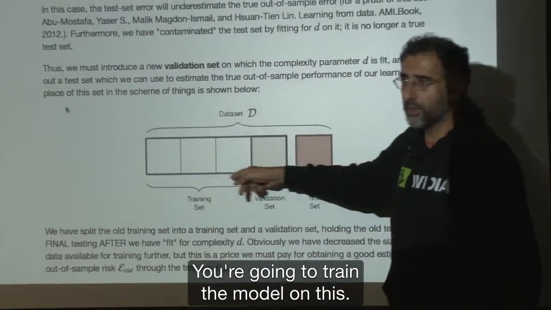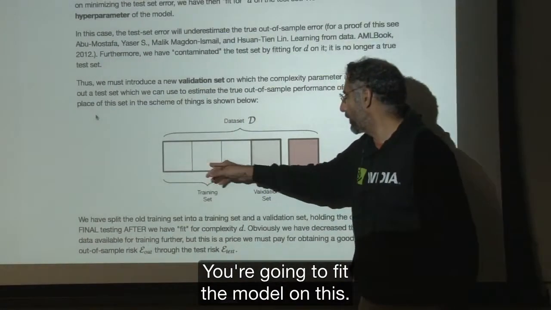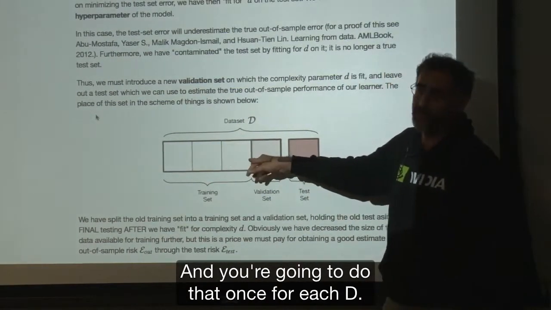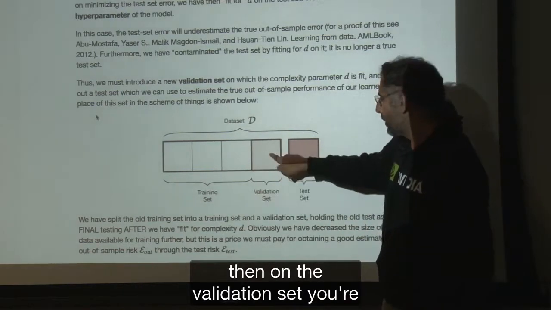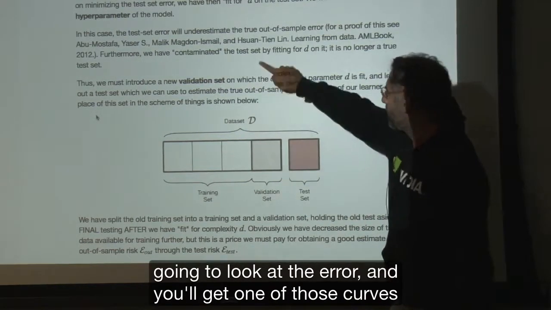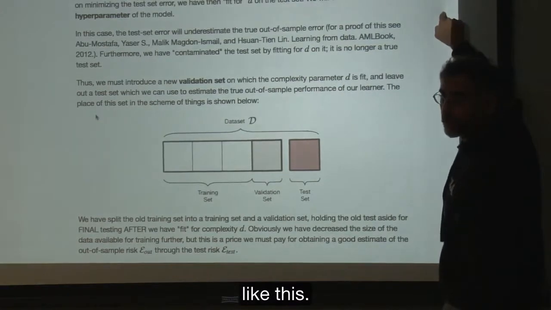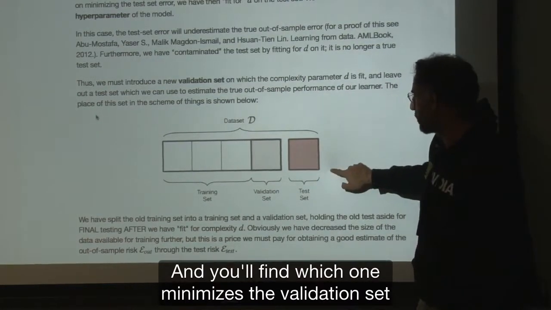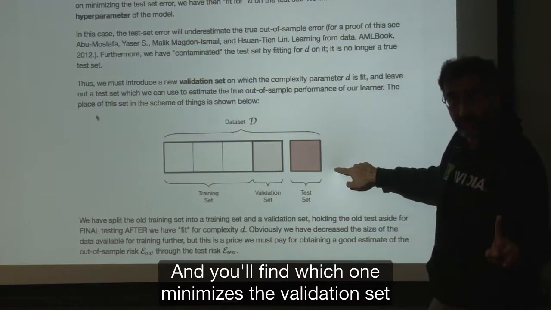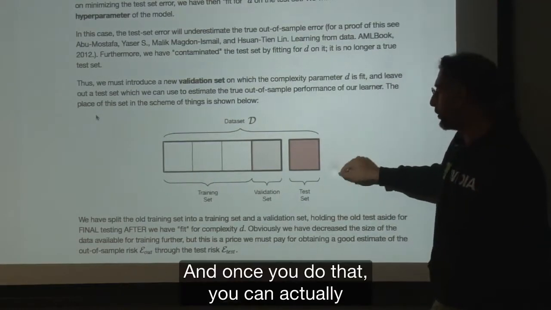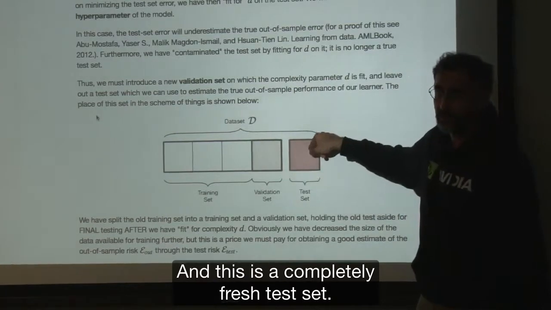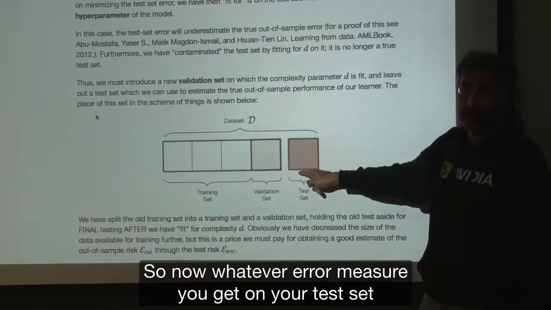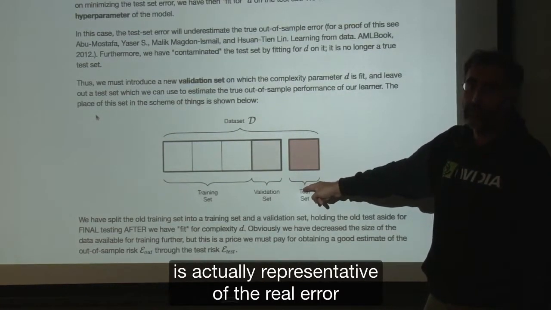You're going to train the model on this. You're going to fit the model on this, and you're going to do that once for each D. And once you do that once for each D, then on the validation set, you're going to look at the error, and you'll get one of those curves like this, and you'll find which one minimizes the validation set error now. And once you do that, you can actually test it on your test set, and this is a completely fresh test set.